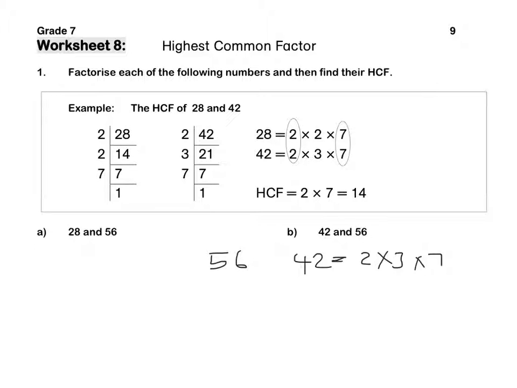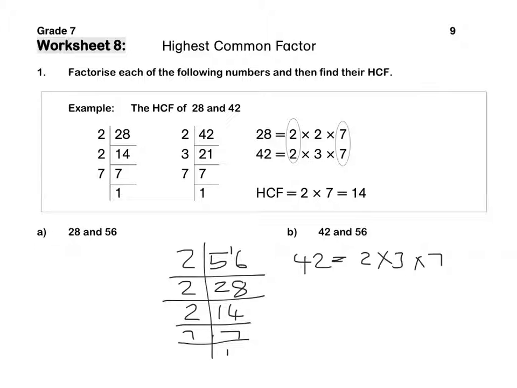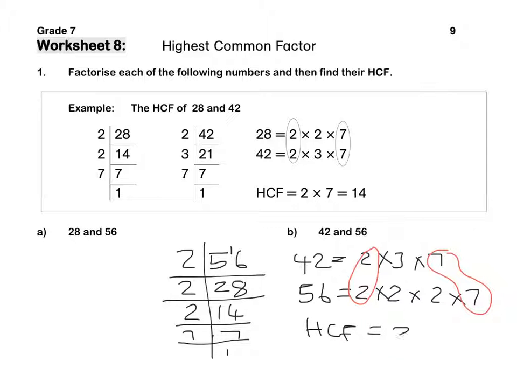Then 56 in factorized form. 2 goes into 56 twice, remainder once, and then 8. 2's 14, 2 and then 7, 7 and then 1. Therefore, 56 is equal to 2 times 2 times 2 times 7. Now we need to find the factors that are on both, and let's circle them. We have 1, 2 there, and then we have our 7's. Therefore, our highest common factor is 2 times 7 again, which is 14.